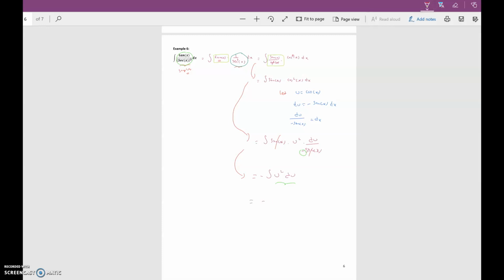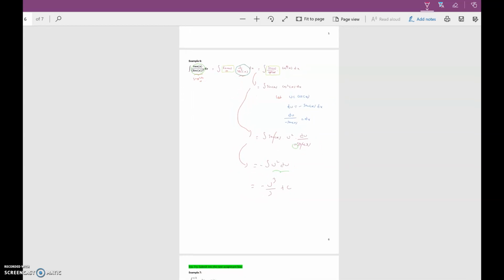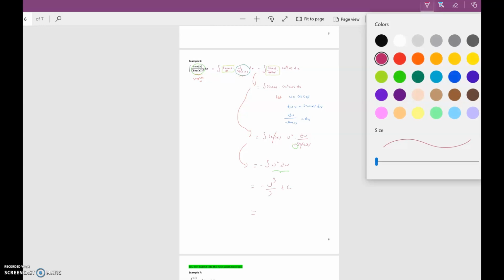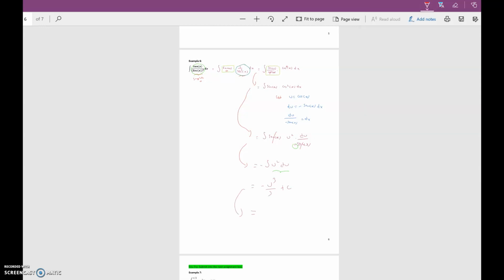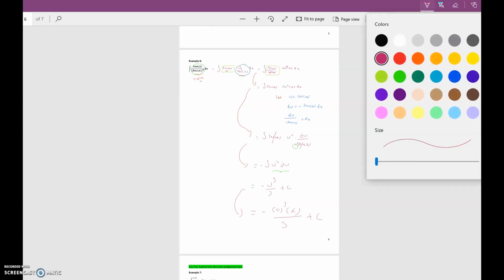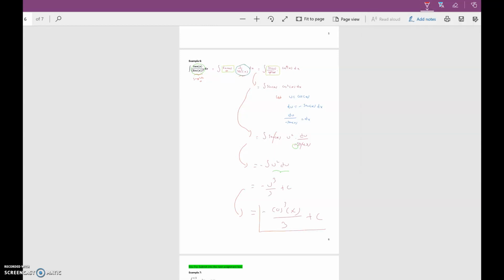So we would end up with negative u to the third divided by 3 plus c. Or as a final answer, in terms of the correct parameter, this is going to be a negative cosine to the third power of x divided by 3 plus the constant of integration. And this happens to be our final answer.